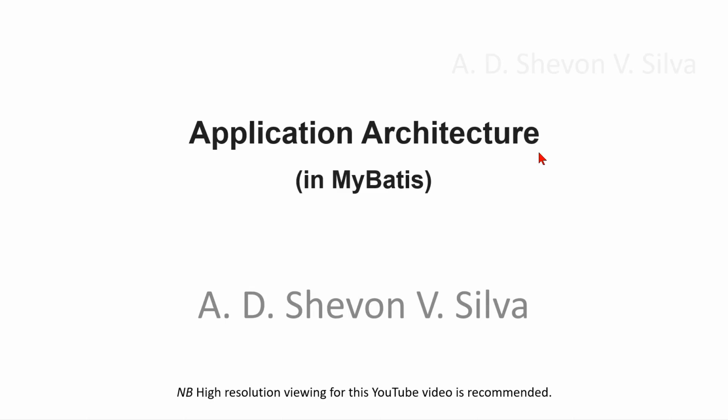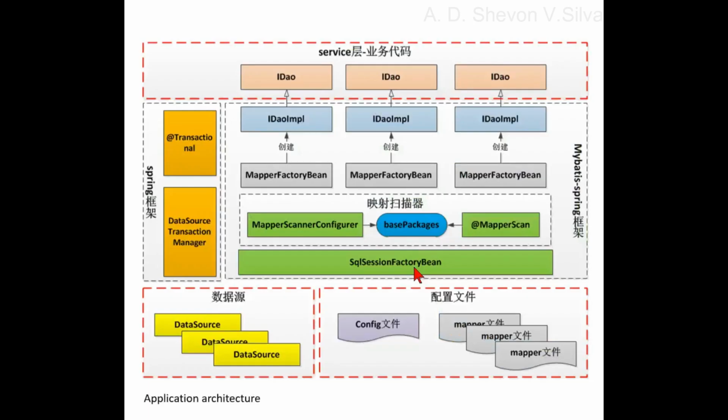Application architecture in MyBatis. Here you can see the application architecture. The MyBatis framework is used to support operation of relational databases. The application architecture of the system is shown in this figure.